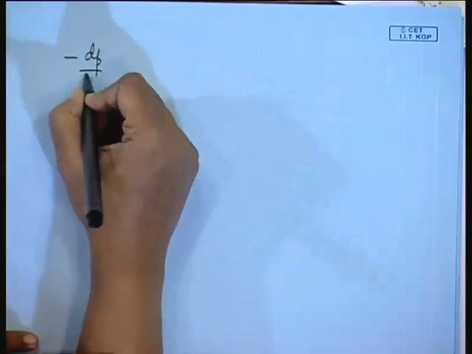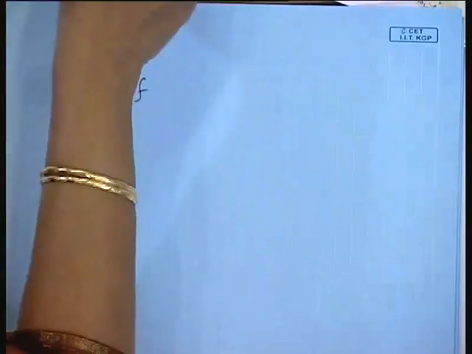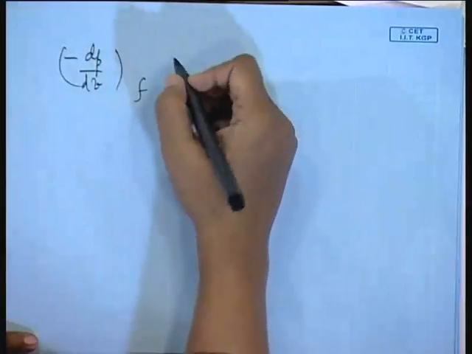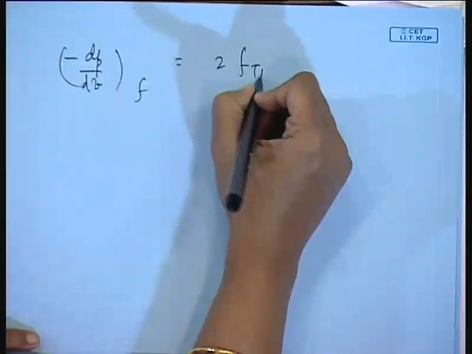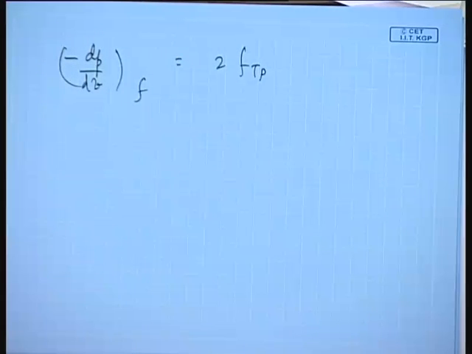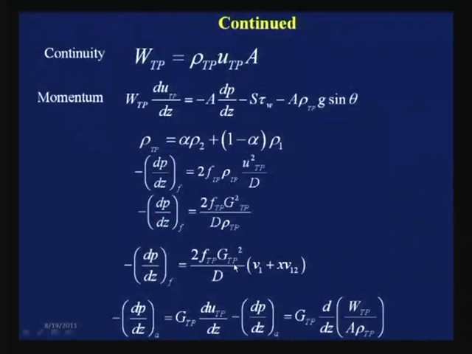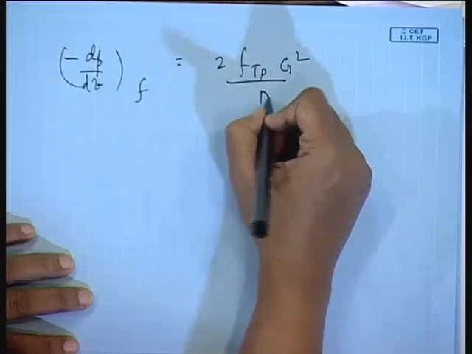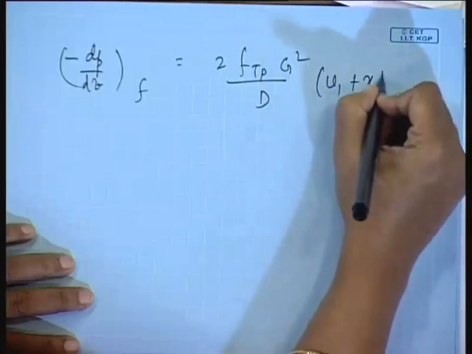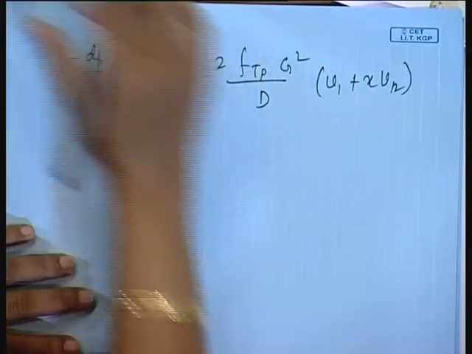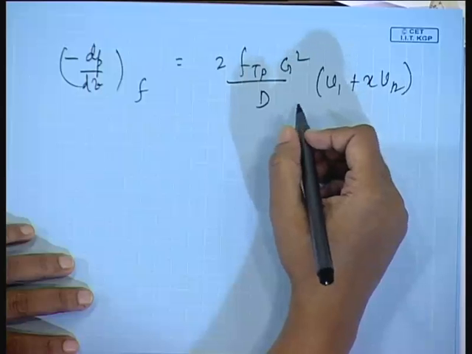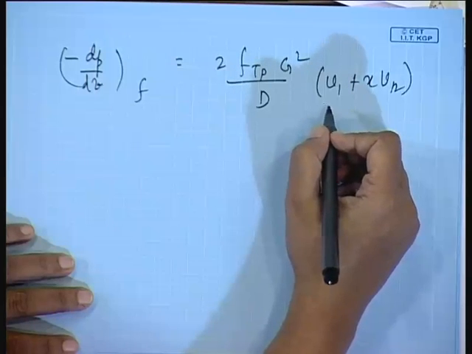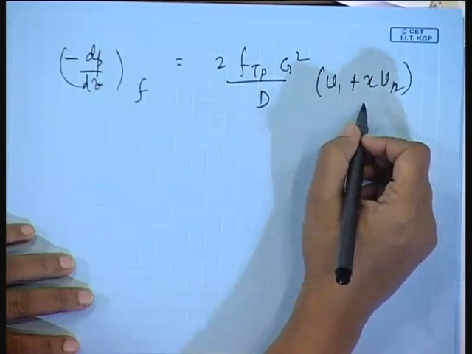So, in this particular case, say suppose we mention dp/dz frictional. This can be obtained just like we had obtained it earlier, from the expression which is written down here. So, it is 2 f_TP G squared by D times (v1 plus x v12), is it not? So, from this we can obtain your frictional pressure gradient.